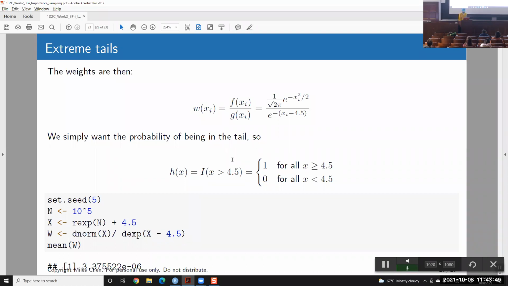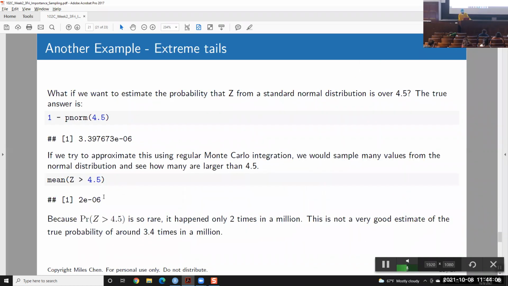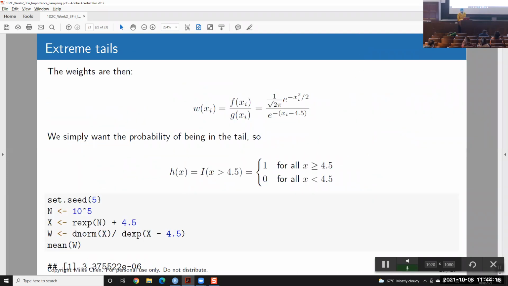And so using importance sampling and the exponential distribution, we can estimate some of these extreme tail probabilities, versus using just the straight Monte Carlo approach, the naive approach where I just generate a bunch of values from the normal distribution. All right, do we have any questions?